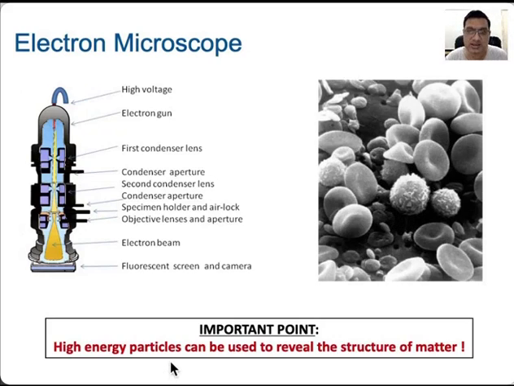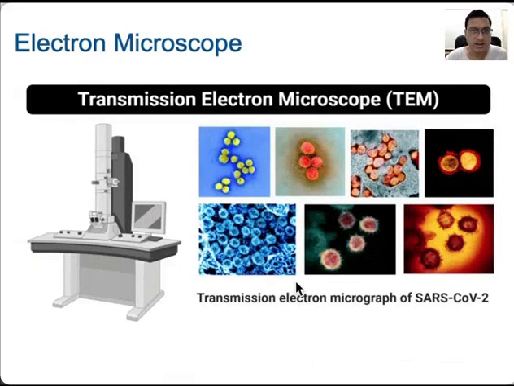So high energy particles can be used to reveal the structure of matter. This is an important take home message at this point. The same TEM is used in the present day. This is a setup from a company which is selling this TEM instrument, and here is a picture taken, for example, of the SARS-CoV-2 virus that you all know by now. You can see all the spiky nature by which they stick to different biological substances. Everything is very clear using a transmission electron microscope.